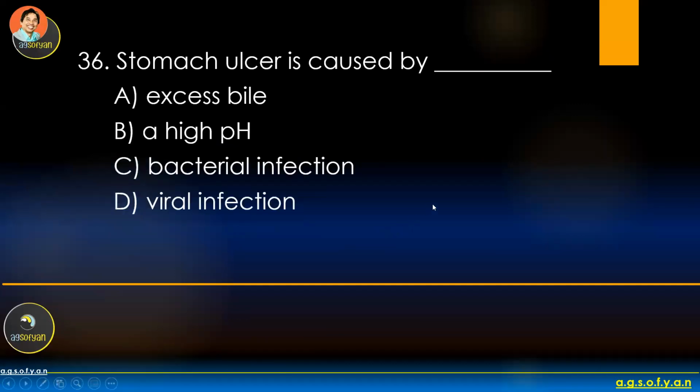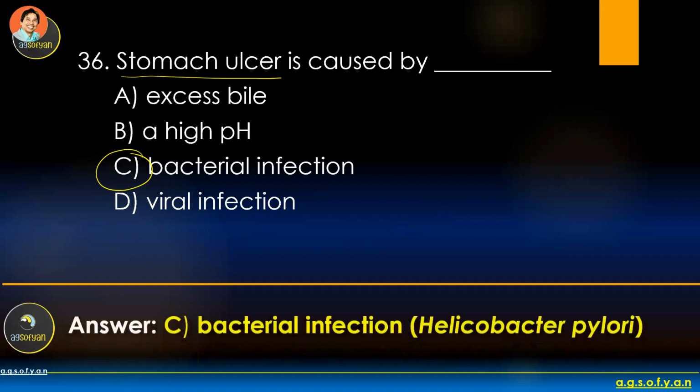Stomach ulcer is caused by excess bile, a high pH, bacterial infection, or viral infection. Okay, stomach ulcer is caused by bacterial infection. There is a special bacteria that causes this stomach ulcer. It's called Helicobacter pylori.